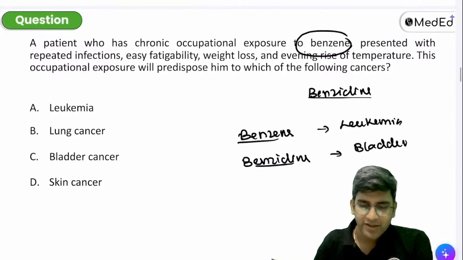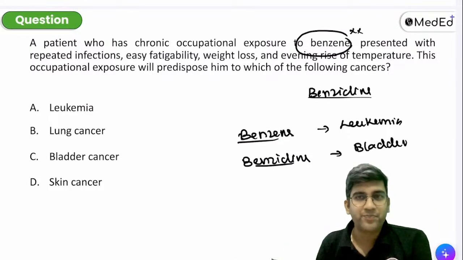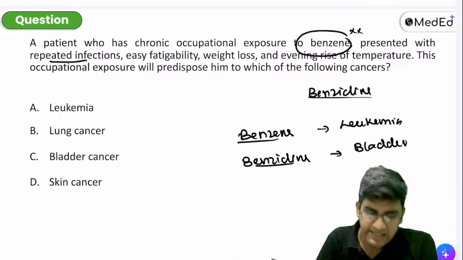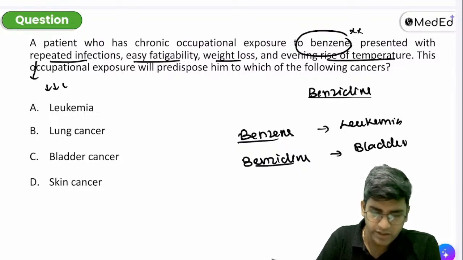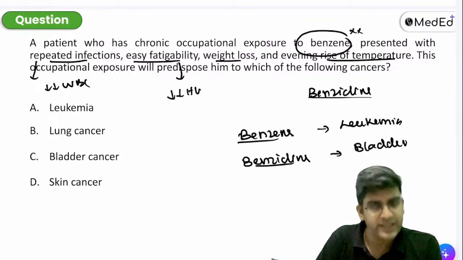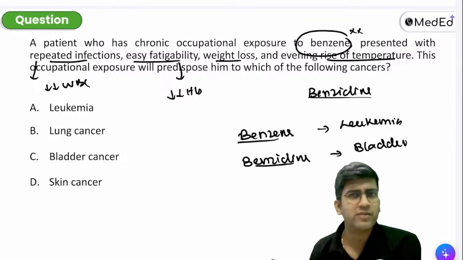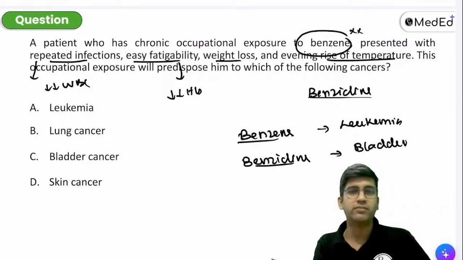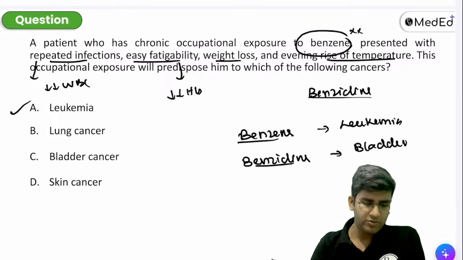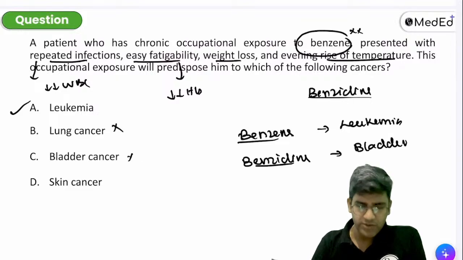Because in this question, I don't want memory here. Let's look at the history. Repeated infection, easy fatigability, weight loss, evening rise of temperature. This is due to reduced WBC. This is due to reduced hemoglobin, right? Evening rise of temperature is also infection related. Tell me which of these 4 cancers will have the symptom? Only one, leukemia. This won't have the symptom.